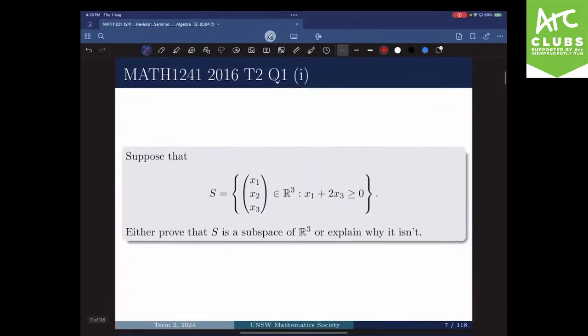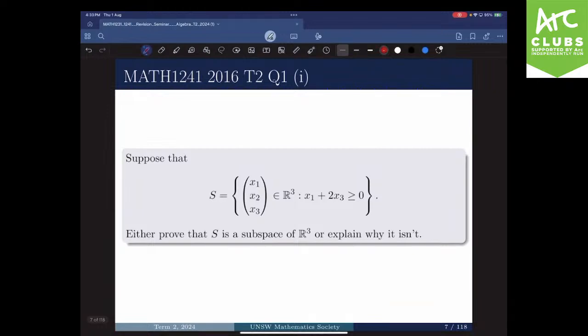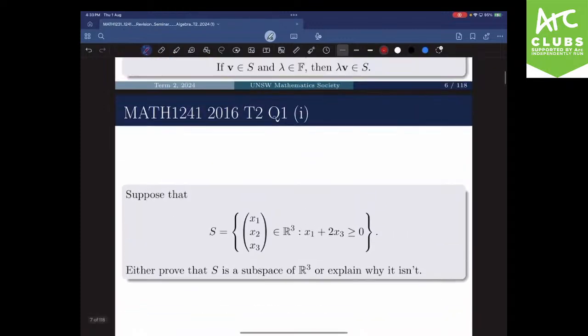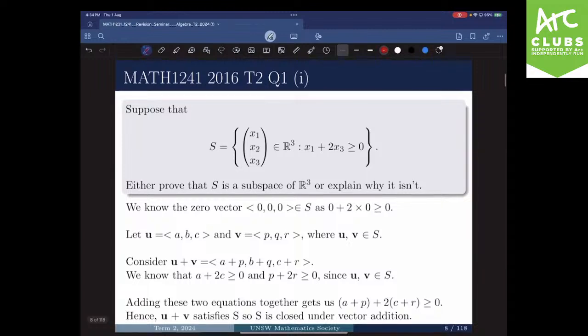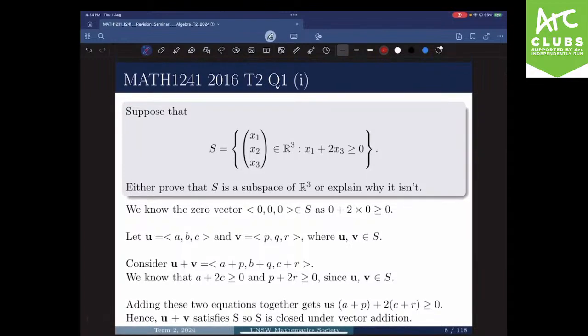This is best illustrated with an example. Here's a past question. Suppose we have this subset S defined as shown. We either want to prove that S is a subspace of R cubed or explain why it's not. What we're trying to do is either show that all three of these properties, 1, 2, and 3, are true, or show that one is false. Let's start with the simple question: is the zero vector in our subset S? We note that our zero vector is in S, as 0 plus 2 times 0 is obviously greater than or equal to 0.